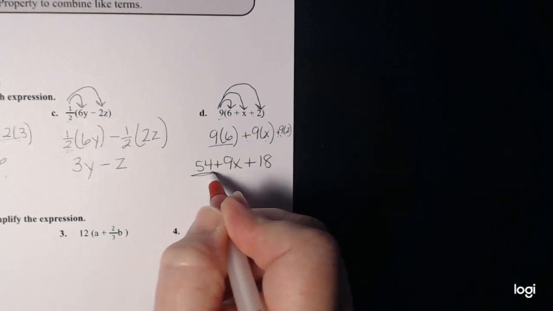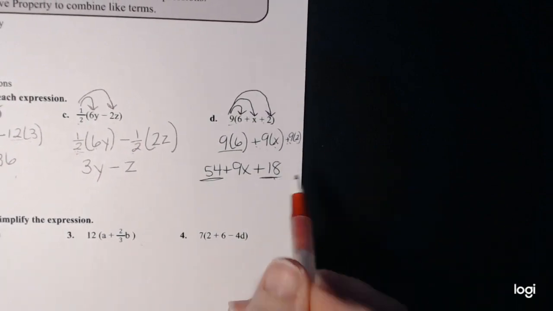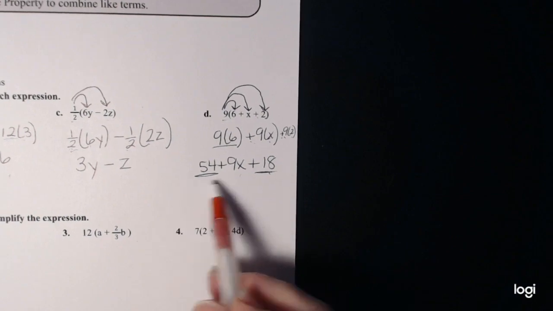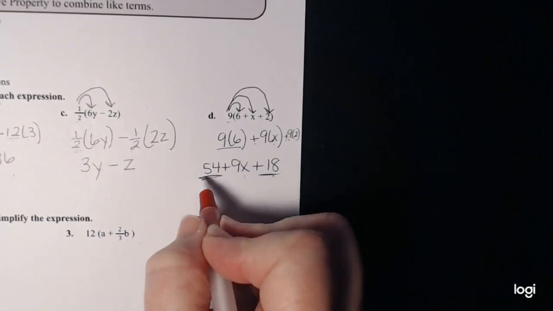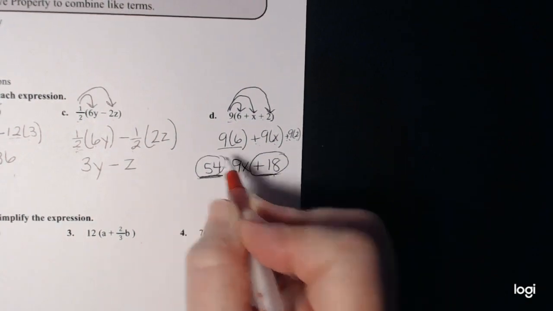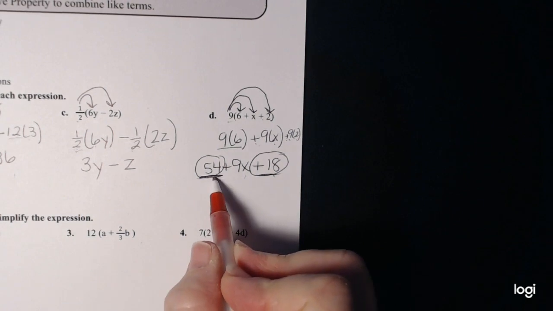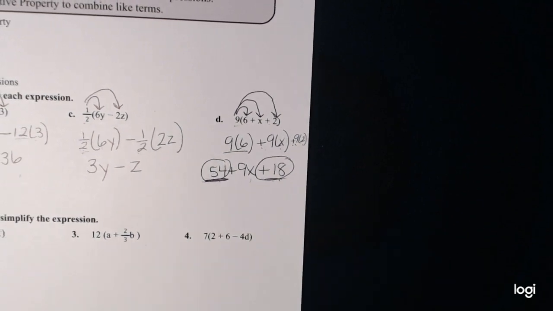These both are constant numbers. We could probably combine those. We can't combine the x because the x doesn't match. It's not what we would call like terms. So we're going to take our 54 and we're going to add it to 18. 54 plus 18. Let's see, what's 54 plus 18?